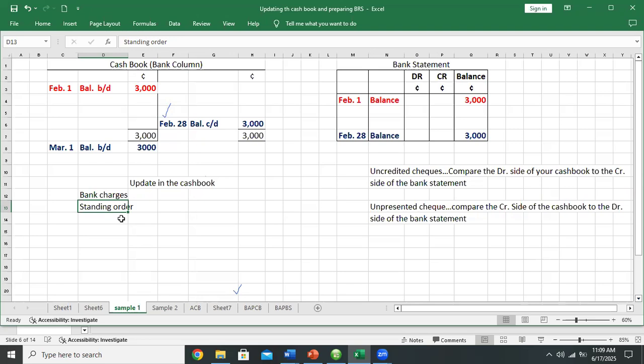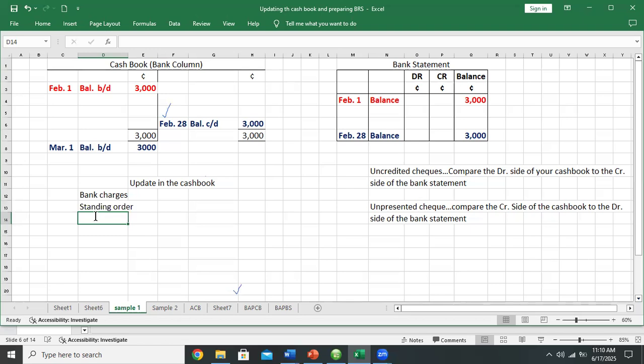Now, what happens is that sometimes the customer forgets that the bank is paying something on their behalf. So in their cash book, they don't update it. So when they go to the bank and find out that, oh, I asked you to pay for my DSTV bill, so you have done that, they now come to their cash book to update it. So standing order is also updated in the cash book.